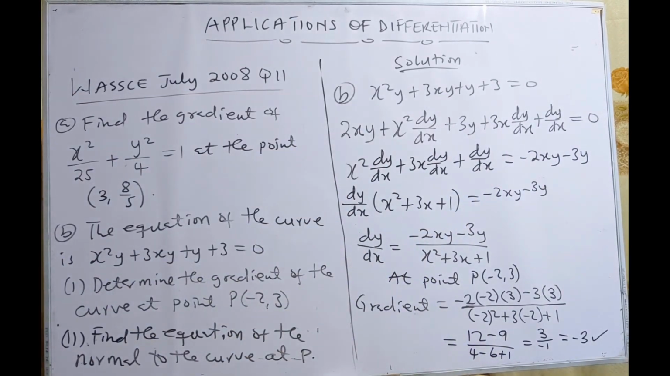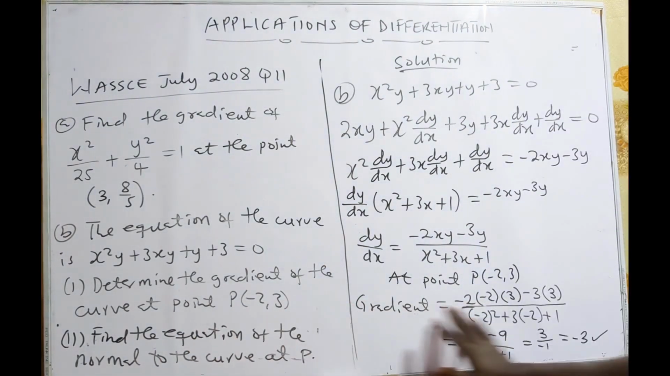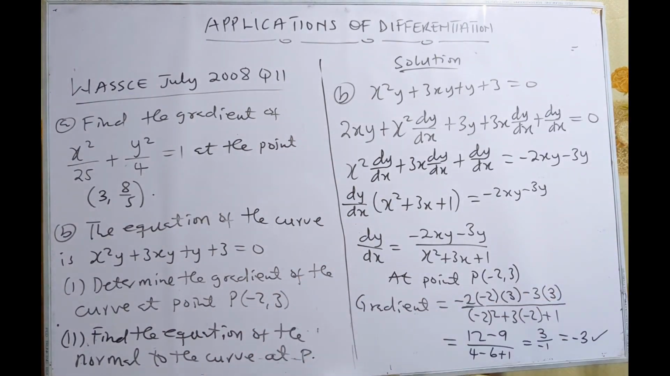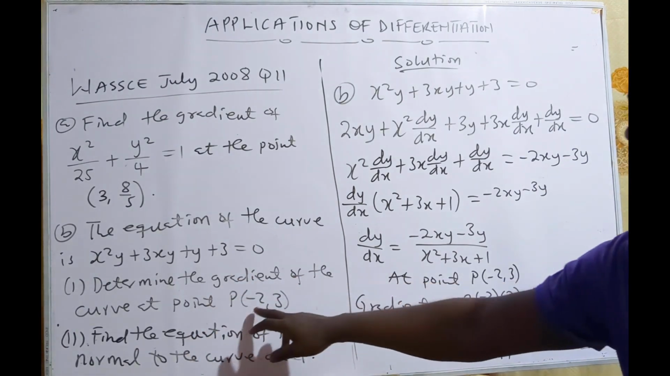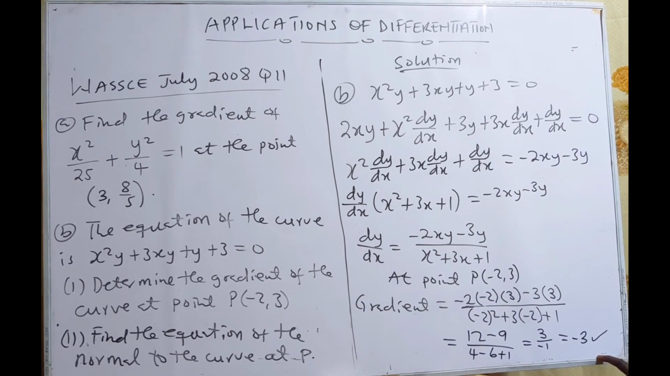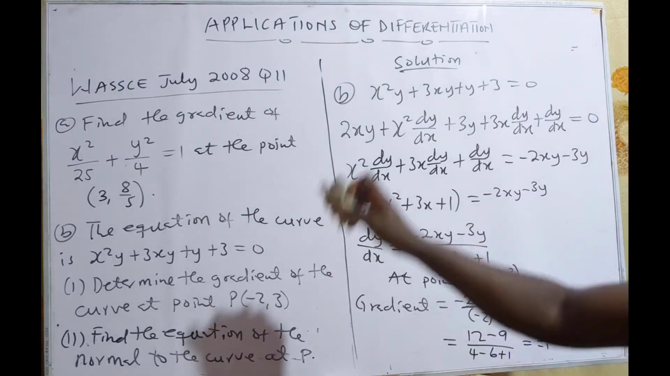So my gradient is what? Is -3. So the gradient is -3. Alright. Then the question says that, so I'm done. I've been able to determine the gradient of the curve at the point -2, 3, and that is -3. Alright, so simple. So let me clean here and continue.